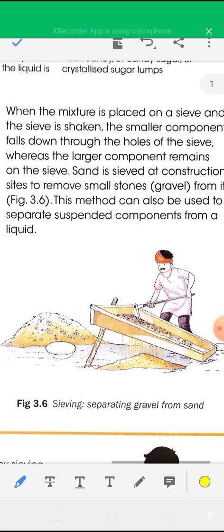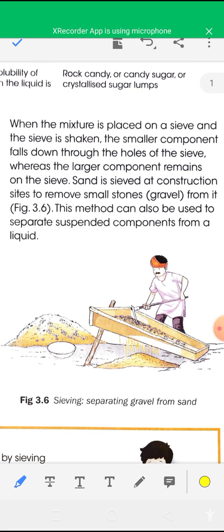Now see use of this method. Using this method, you can separate the larger particles, larger stones present in sand. When a mixture is placed on a sieve and the sieve is shaken, the smaller component falls down through the holes of the sieve, whereas the larger component remains on the sieve. Sand is sieved at a construction site to remove the small stones or gravel from it. So using sieving you can separate sand from small stones.